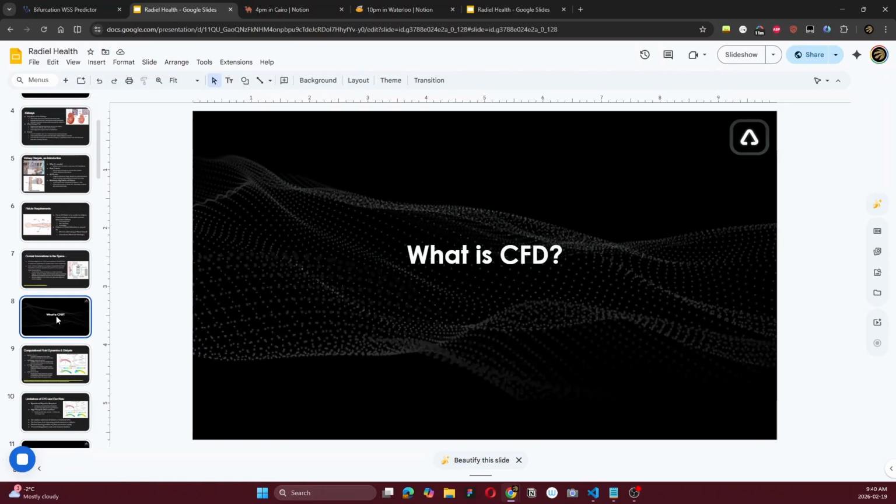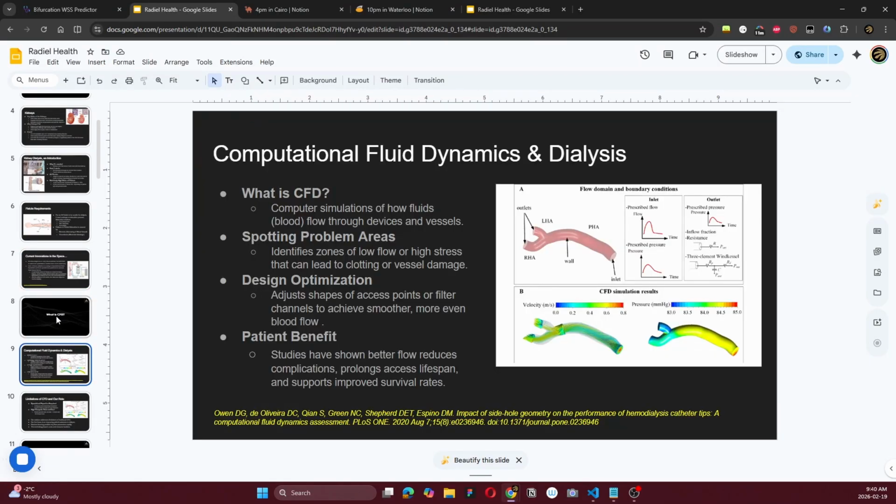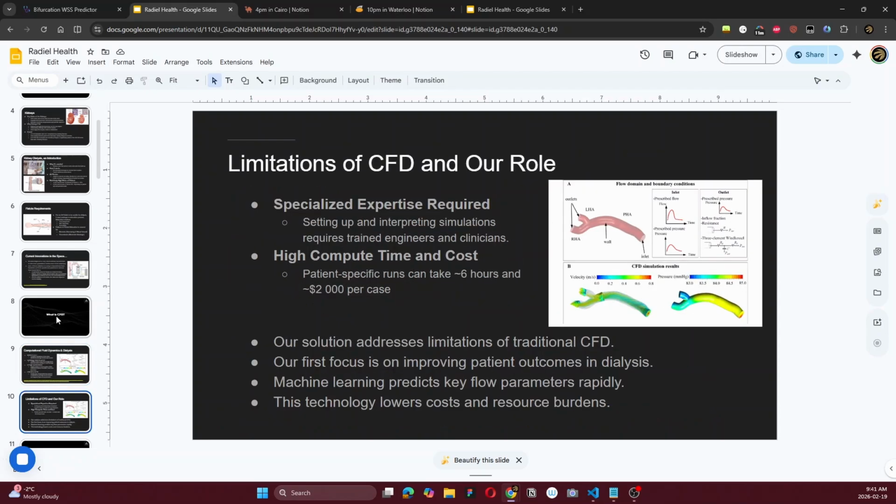But what is CFD? Well, CFD, computational fluid dynamics, is just a bunch of simulations that simulate how fluids, in this case blood, flow through devices and vessels. Here, the device or vessel is our arteries. However, these were done in world-class institutions, and it's not accessible for most hospitals around the world. And there are three main issues with CFD. One, it costs too much. Two, it takes too much time to actually run. And three, you need extra physicists to interpret the results.